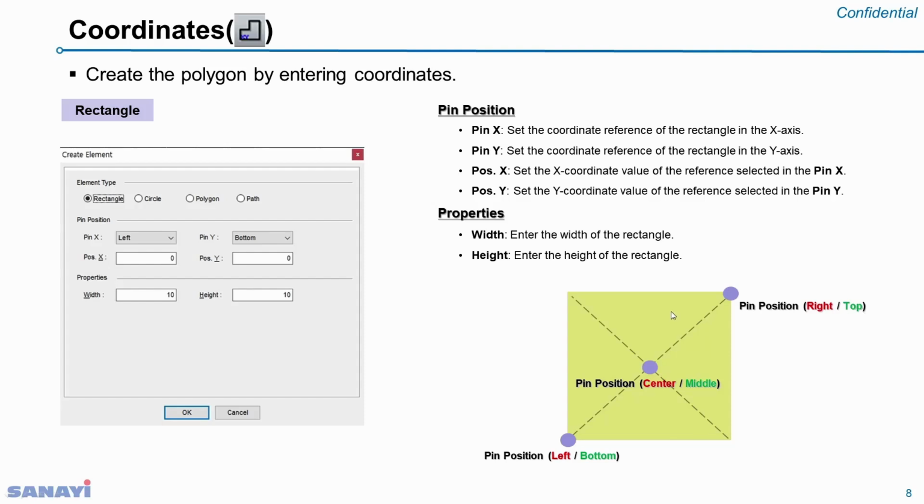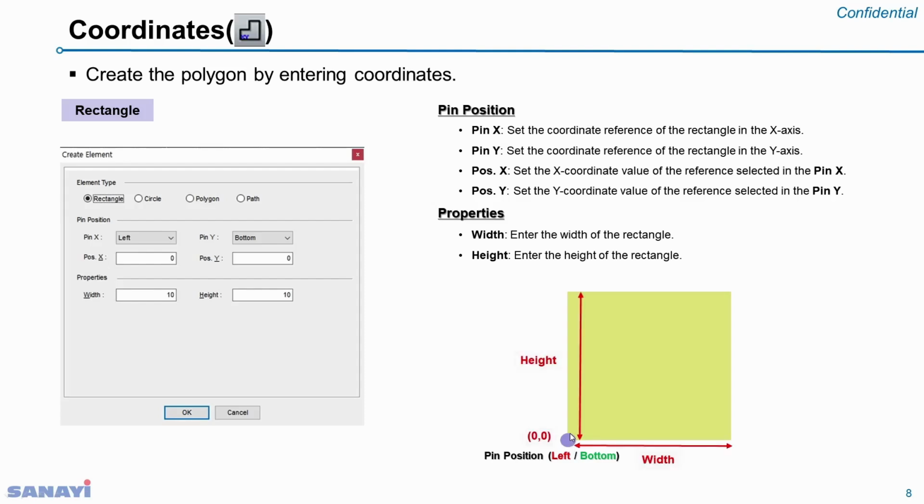So for example, if you select left as pin X and bottom as pin Y, the pin position will be this point. And if you enter 0 as pos X and 0 as pos Y, width and height are applied as follows based on 0, 0.